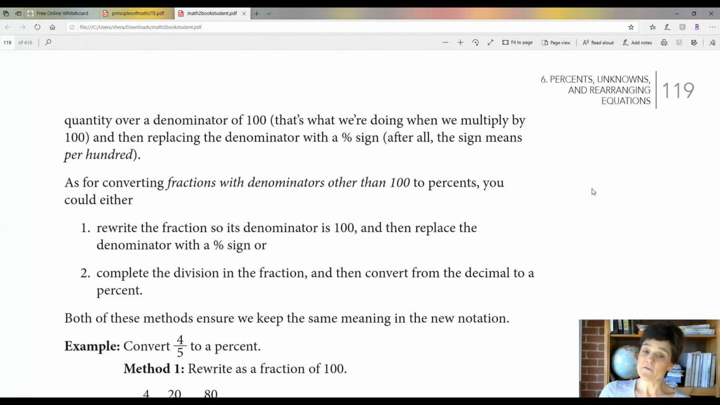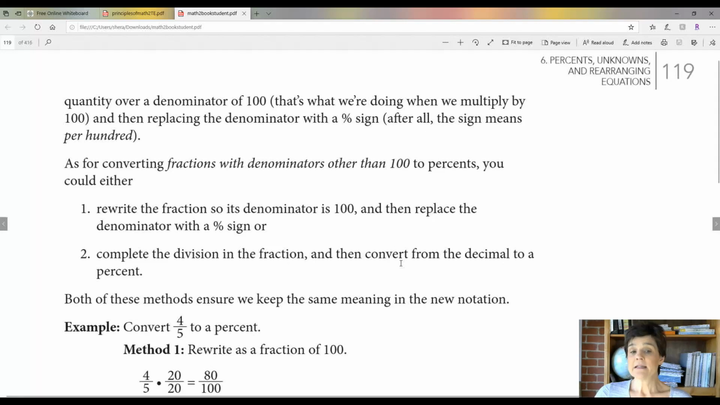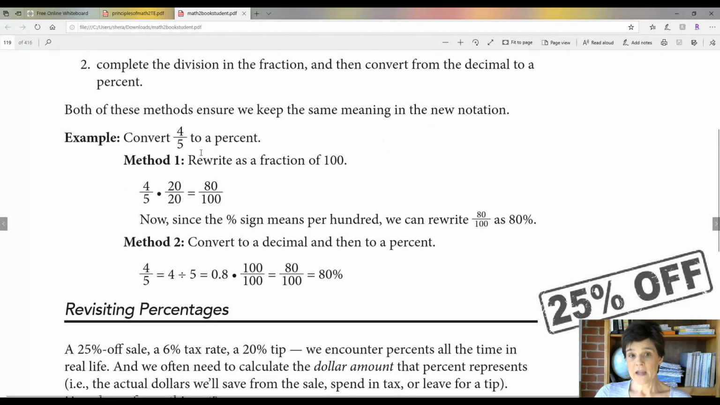So as for converting fractions with denominators other than 100 to percents, you could either, 1, rewrite the fraction so its denominator is 100 and then replace the denominator with a percent sign, or 2, complete the division in the fraction and then just convert from the decimal to a percent. So here's an example. Convert 4/5 to a percent.